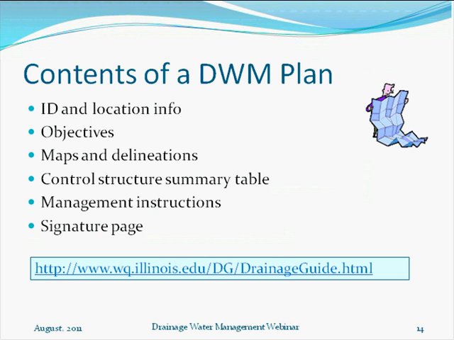So the plan, as I said, is kind of a big thing. You really need a plan. And in this plan, you're going to have information about your site. You're going to have some objectives. What are you trying to gain from having this plan? You're going to have a lot of maps. You're going to have a summary table of what happens with each of the proposed control structures that are going to go out there on the field. You're going to have some instructions to the producer, when and how high and all of that kind of stuff, to operate your drainage water management system to get the objectives met. And you're going to have a signature page so everybody can show that they are in agreement with this plan.